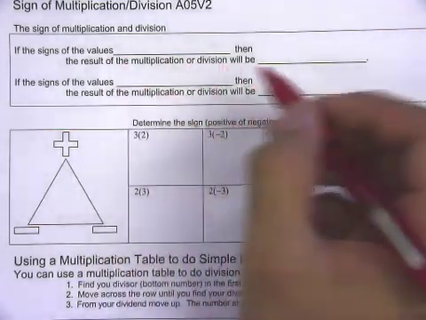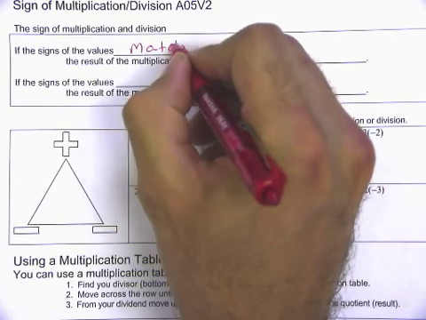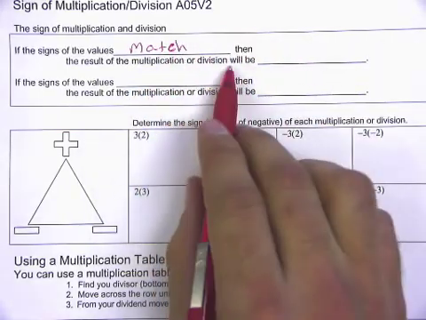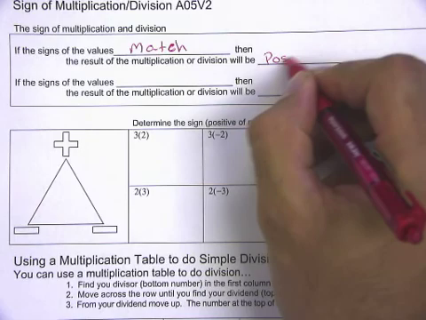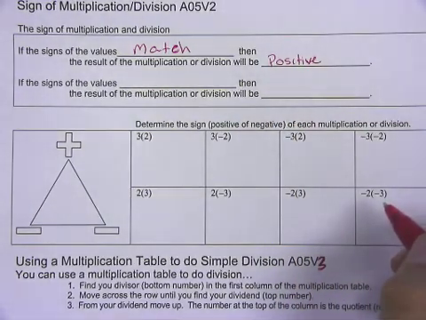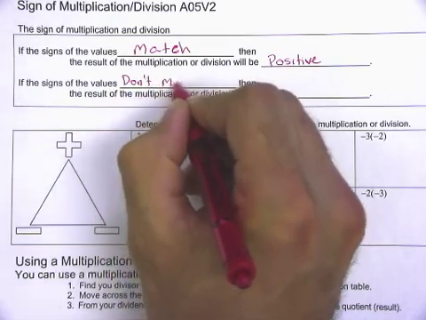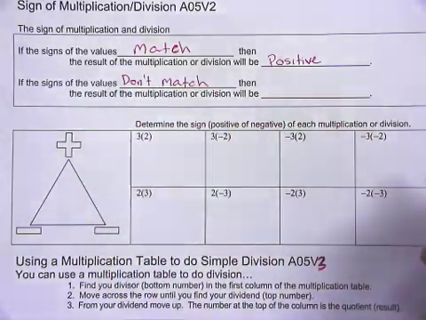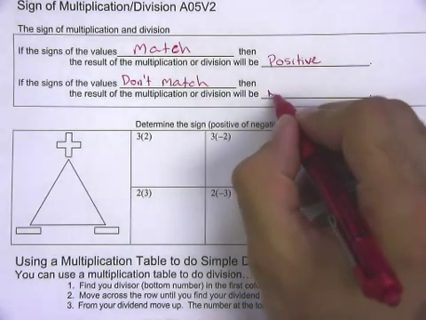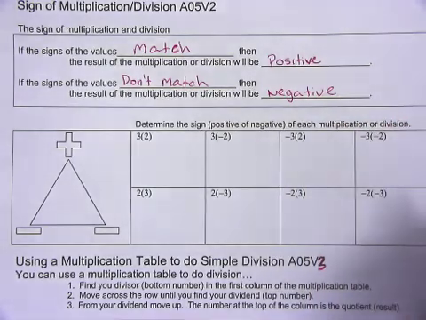So real quick, the simple way to describe it is this. If the signs of the values match, meaning they are the same, then the multiplication or division will always be positive. This is true whether we have a positive times a positive or a negative times a negative. On the other hand, if the signs of the values don't match, then the result of the multiplication or division will always be negative. So for multiplication, it doesn't matter which number is bigger, it's just a question of how the signs match up.